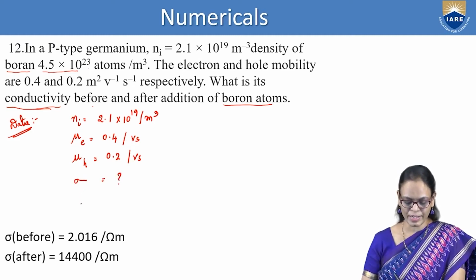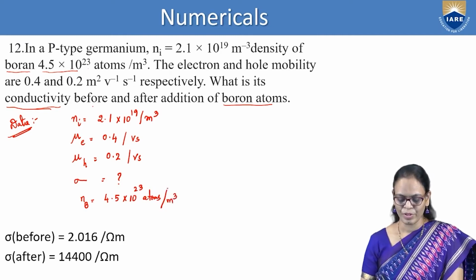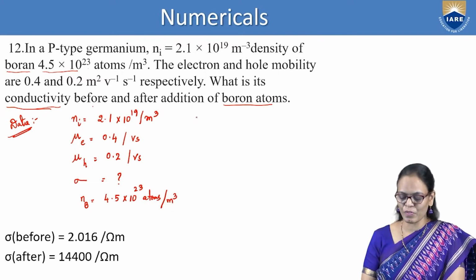Now the density of boron atoms, Nb, I will write, density of boron atoms, 4.5 into 10 to the power of 23 atoms per meter cube. We have to find the conductivity before and after. First we will find sigma before.